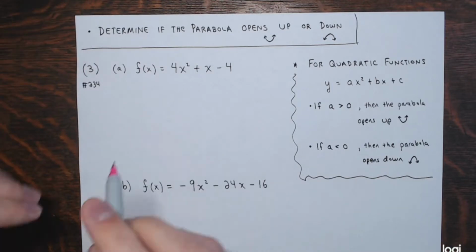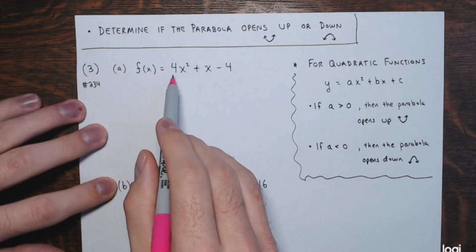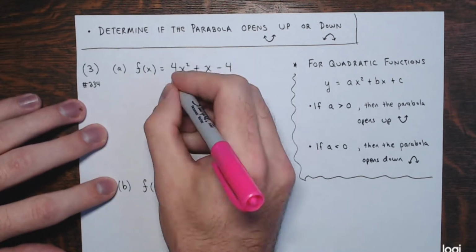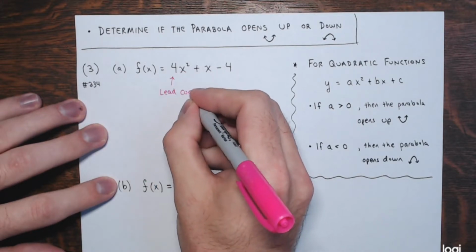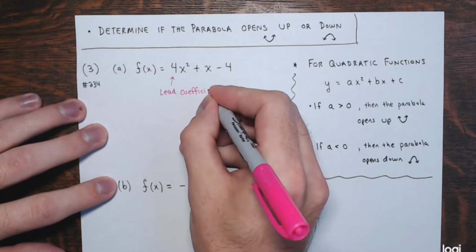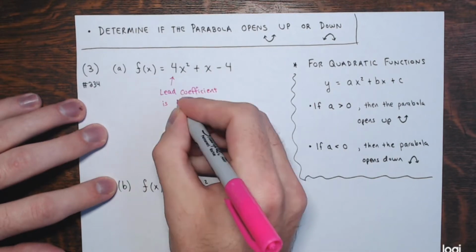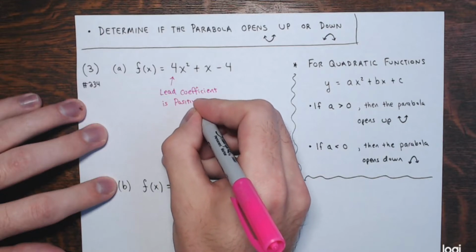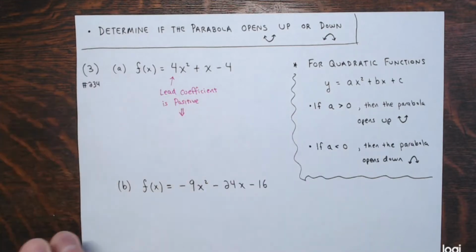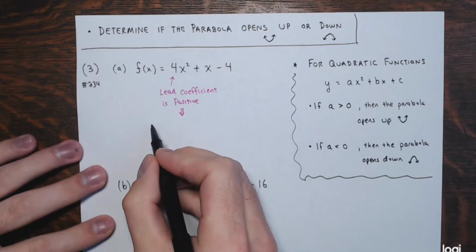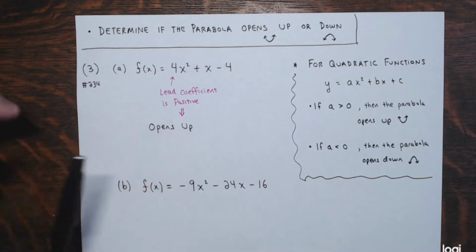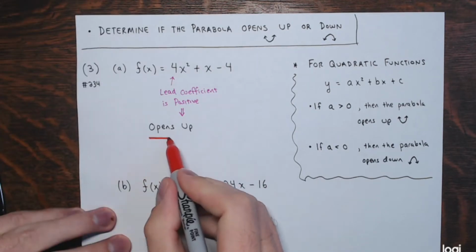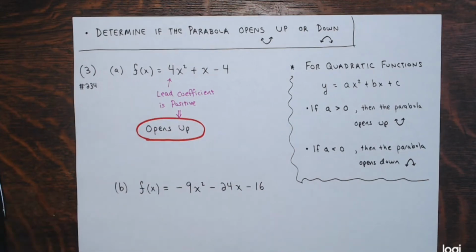So simple enough. Part A, we have f of x equals 4x squared plus x minus 4. See that the lead coefficient, the coefficient of the x squared term, the highest powered term, is positive, meaning that the parabola will open up. And that is all we need to say. That is all they're asking us to do. Determine if the parabola opens up or down. And let's take a look.